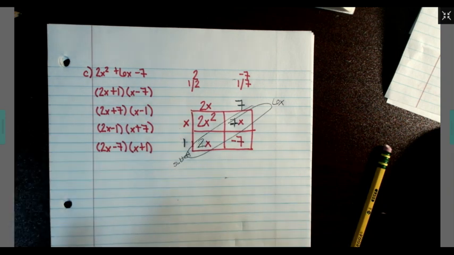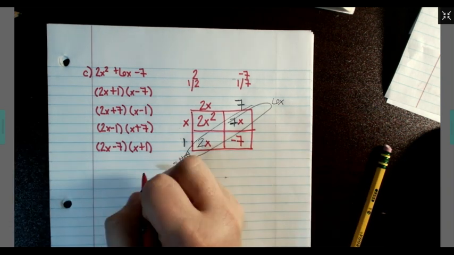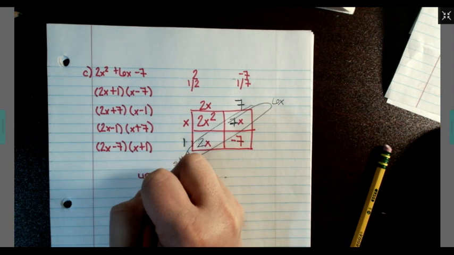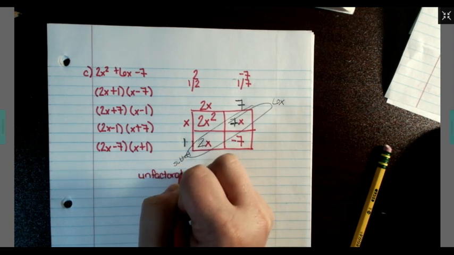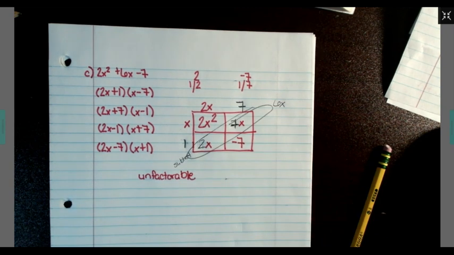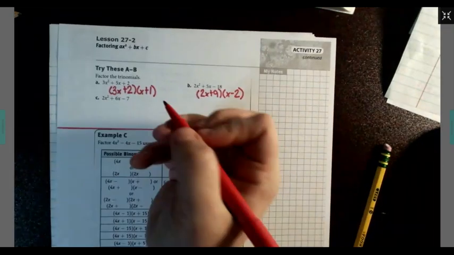And since none of those factors worked, this is, again, what we call unfactorable.